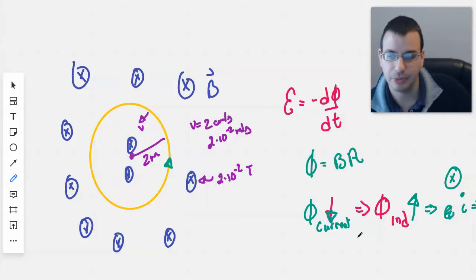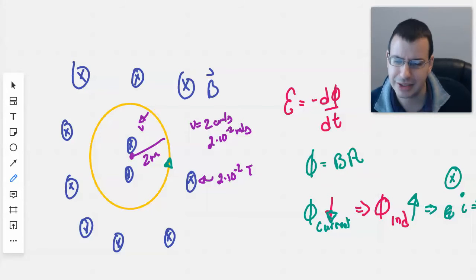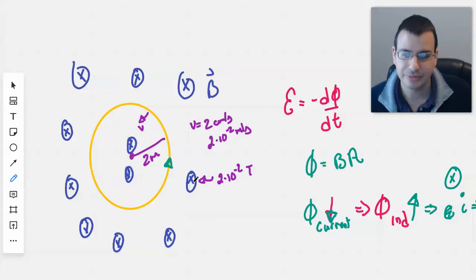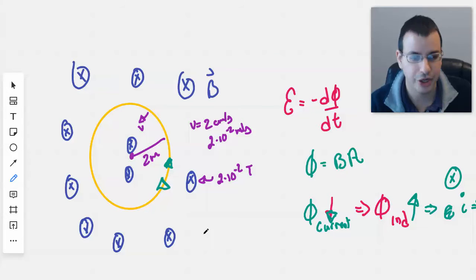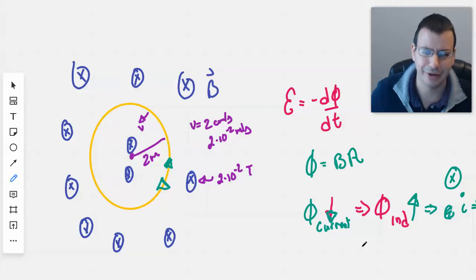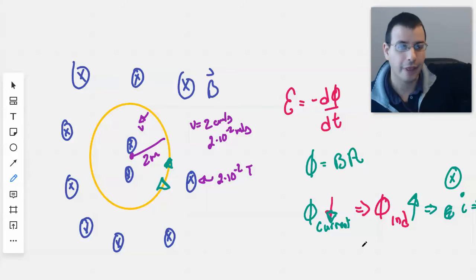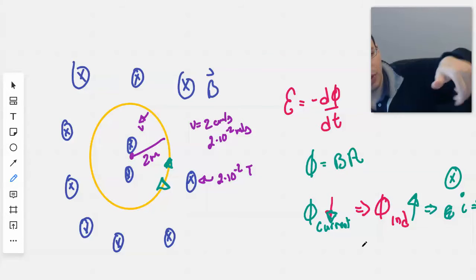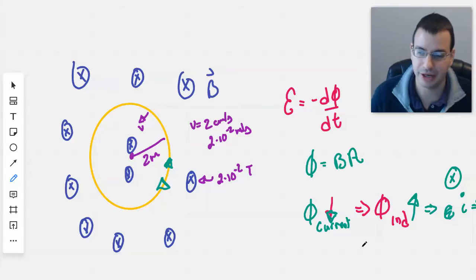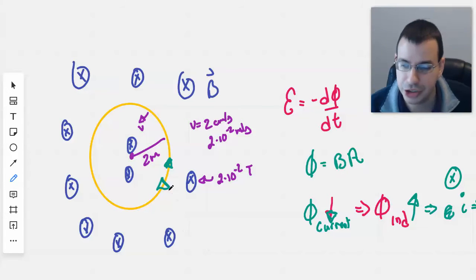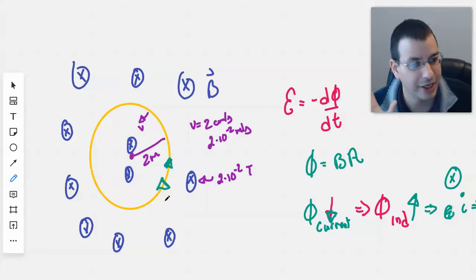And to create an into-the-board direction, it's going to create a current going in the clockwise direction. I know, I said counterclockwise. So you do the right hand rule: wrap your fingers around the direction of the current, thumb points in the direction of the magnetic field. And so what this is doing is creating a stronger magnetic field into the board.